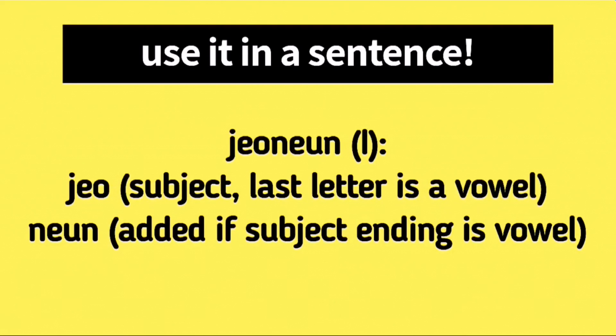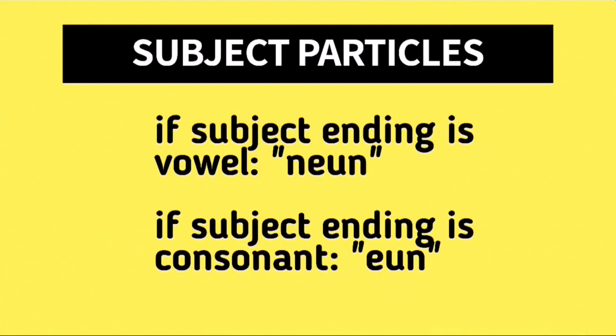Just some more information about 저는. 저는 means I, so it is the subject, and 는 is the particle added to 저 to indicate that this is the subject of the sentence. And if you would remember, since 저 has a vowel ending, we chose 는 over 은 as the subject particle. Because as the rule says, if the subject ending is a vowel, we will add 는. And if the subject ending is a consonant, we will add 은.